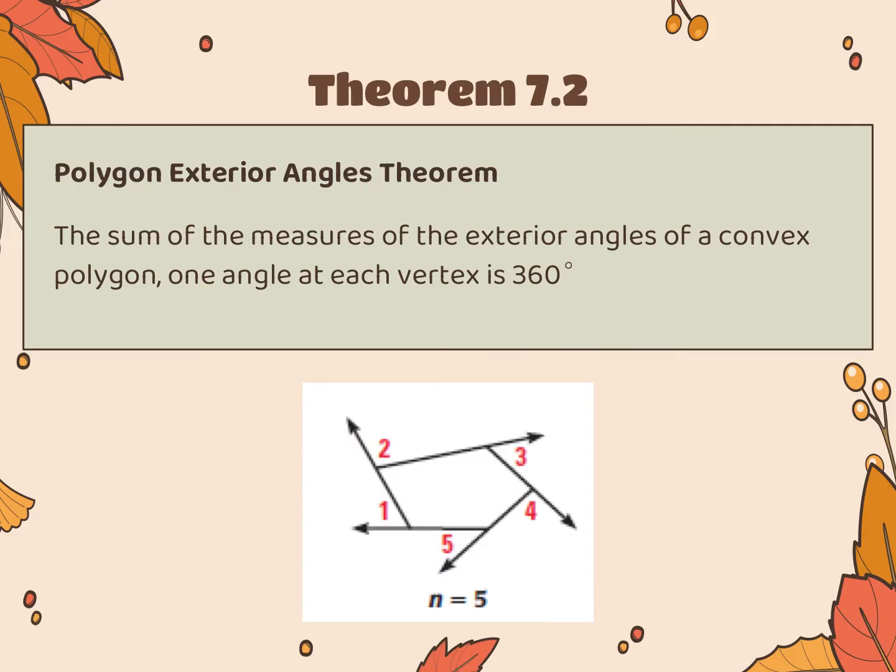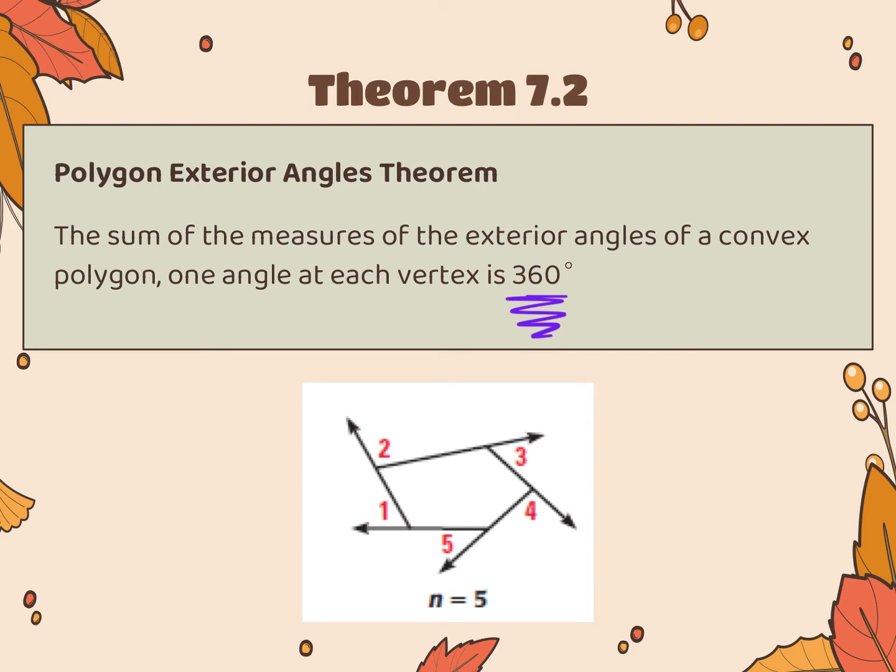Okay, so the next one is another theorem. It's called the polygon exterior angles theorem. And this one states that the sum of the measures of the exterior angles of a convex polygon, one at each vertex, is always 360 degrees. So the sum of the exterior angles of any polygon will always be 360. It doesn't matter if it's a triangle, a hexagon, a hundredagon. The sum of the exterior angles will always be 360.